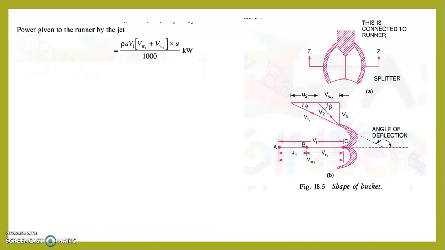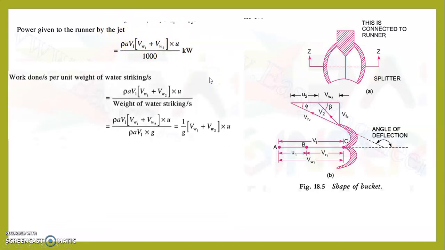And we will write the power given to the runner by the jet as mass into velocity change, where mass is rho a v1, that is area into velocity into density, times VW1 U1 plus or minus VW2 U2. Since the value of beta is less than 90 in this figure, we have written VW1 plus VW2, and we will take U1 and U2 as a single term U. So we will be substituting U1 and U2 by a single term U. So we can write VW1 plus VW2 into U. That is the power given to the runner. This is the value of runner power.